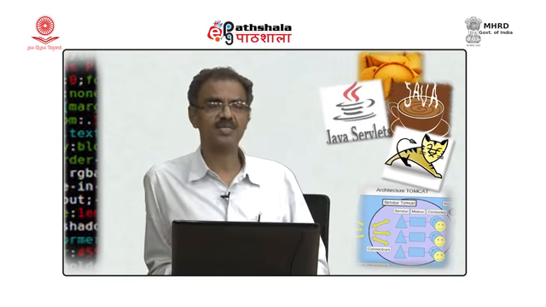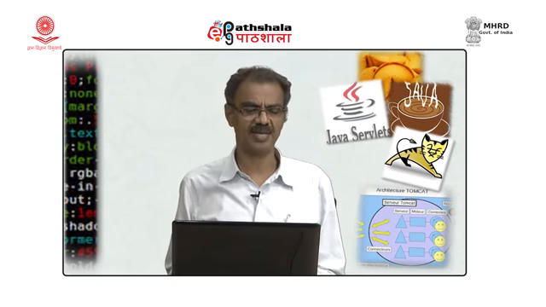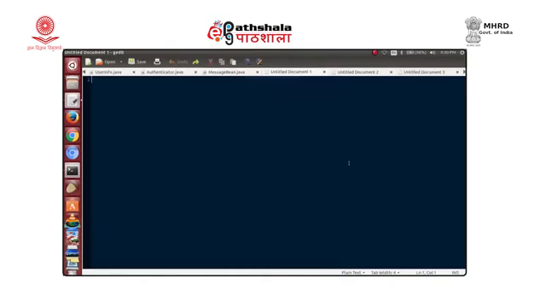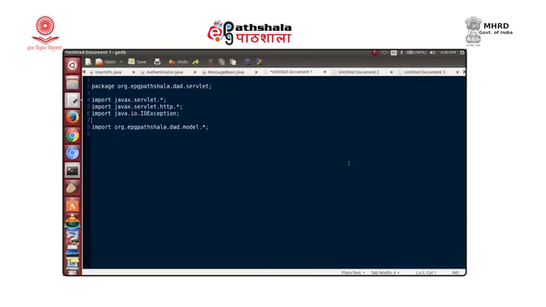It is a servlet, so let us start with the package declaration. We will put it under org.epgpathshala.dad.servlet. Within this, we need the usual imports for any servlet: javax.servlet.*, javax.servlet.http.*, and the IOException. Since we are using classes from the model, we will also need an import for the model: org.epgpathshala.dad.model.*.